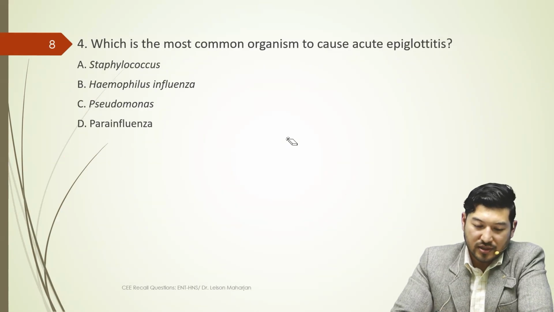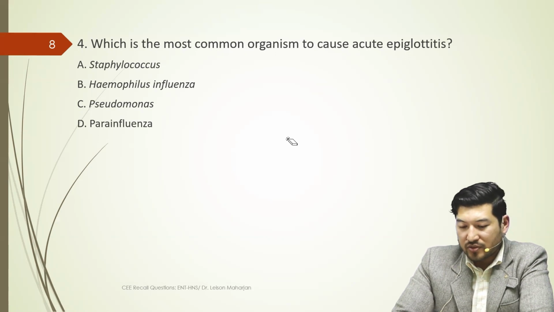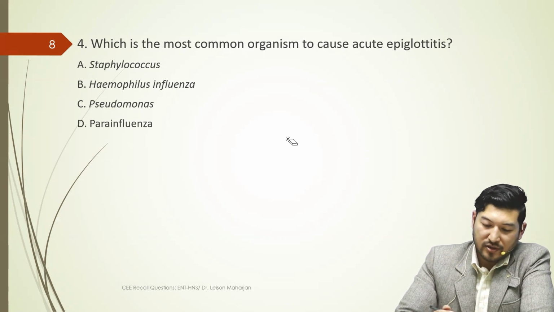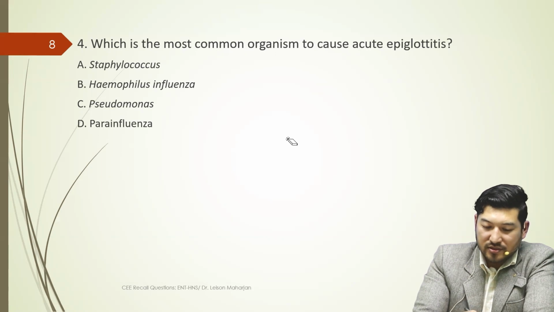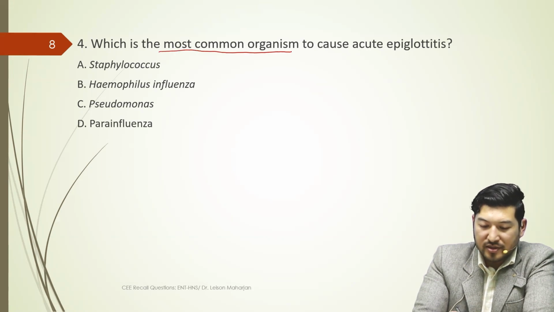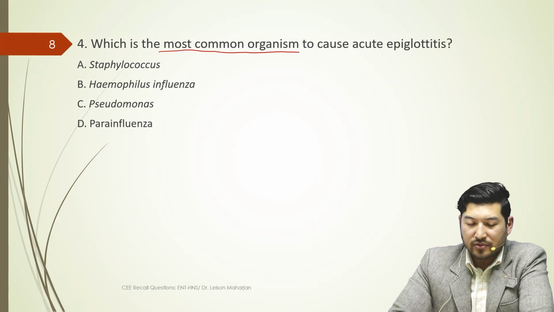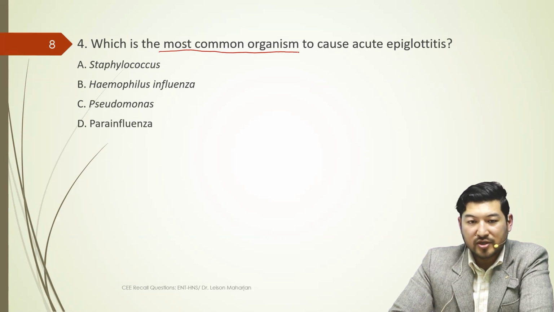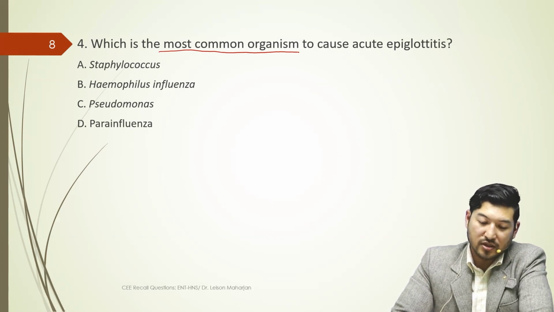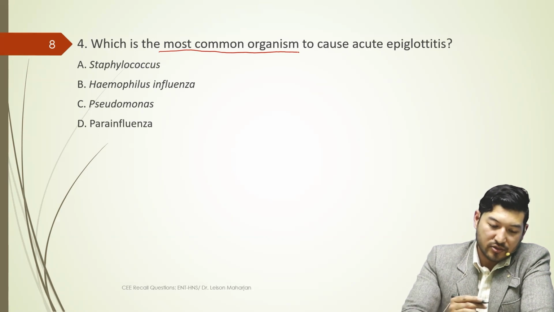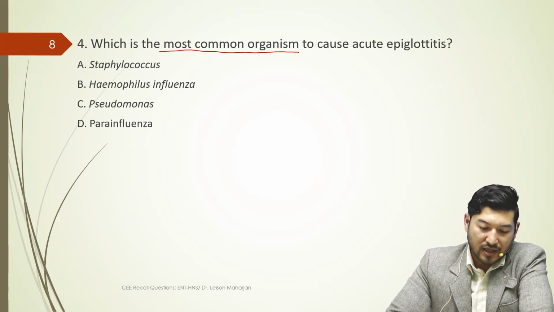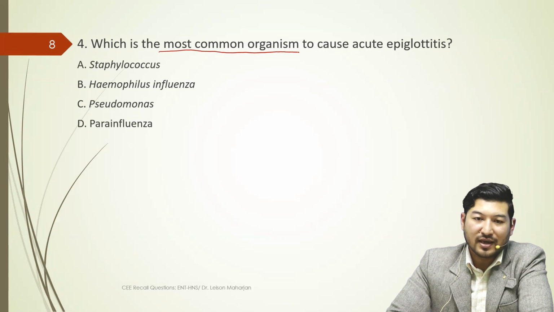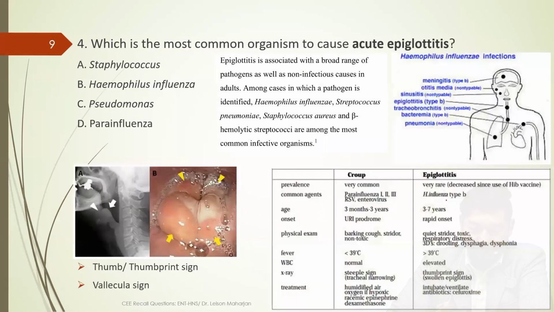Now the fourth question: which is the most common organism to cause acute epiglottitis? Whenever there are questions such as the most common organism asked, we can be confused because more than one organism can be responsible for the disease, but we have to choose which is the most prevalent one. The options are Staphylococcus, Haemophilus influenzae, Pseudomonas, and Parainfluenza. So among these four, Haemophilus is the most common one. The answer in this question is quite straightforward.